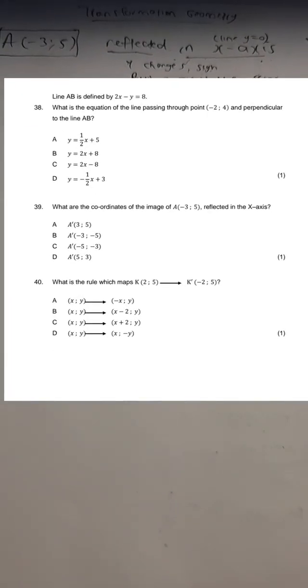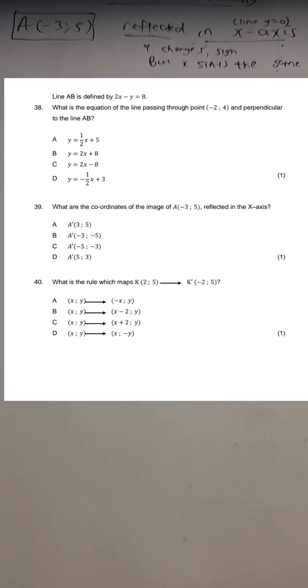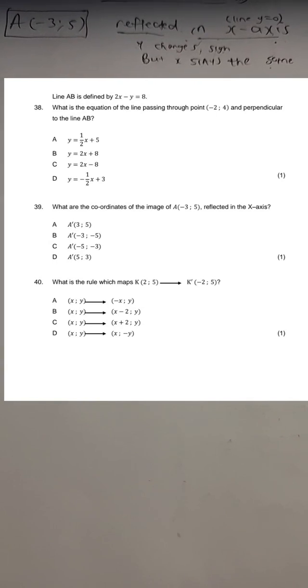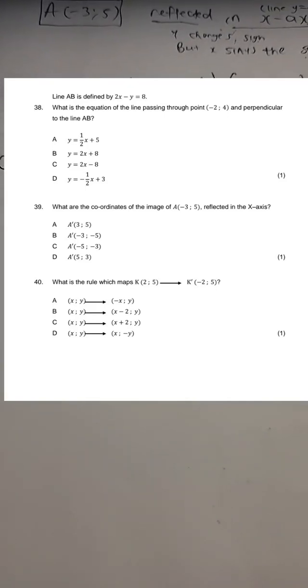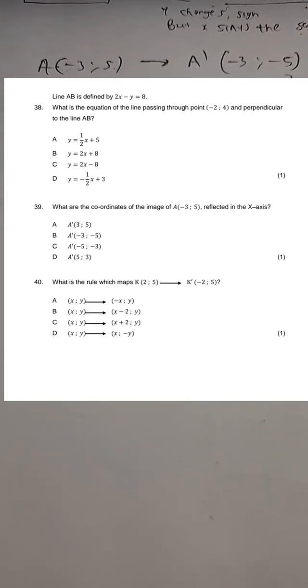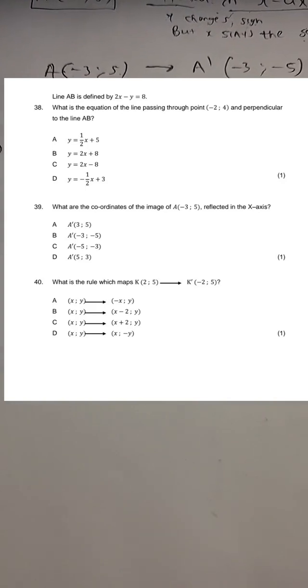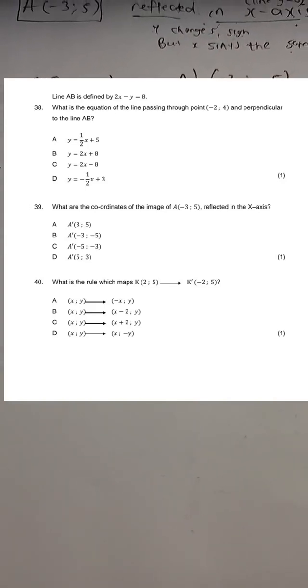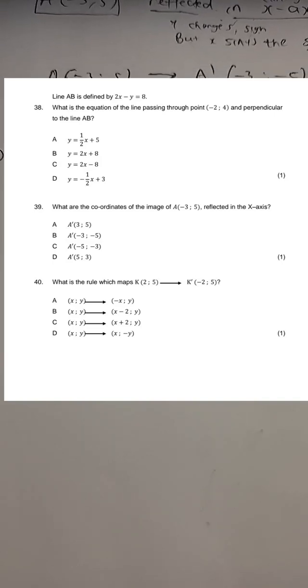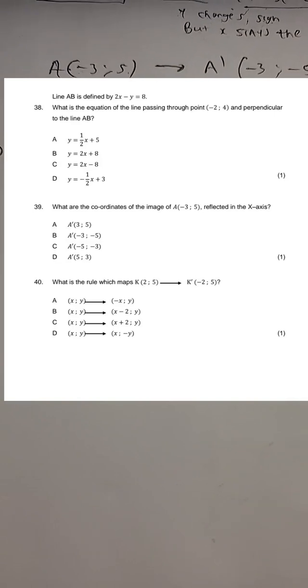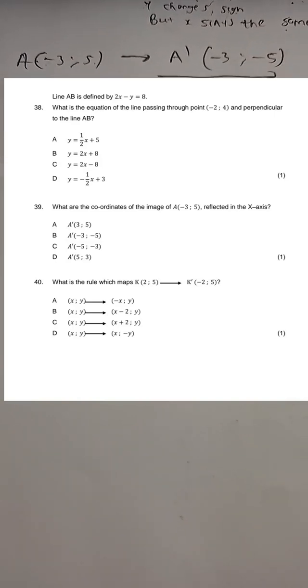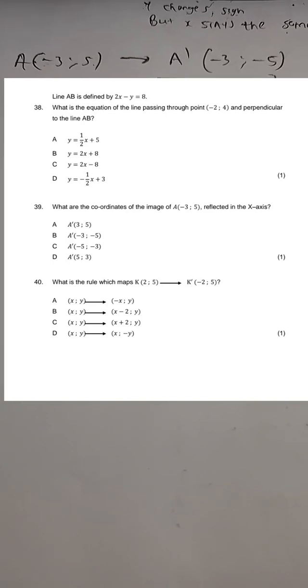So if we look at our answers, is it A, the change is negative x to y? Is it B, we subtract 2 from x and then y stays the same? Is it C, we add 2 to x and y stays the same? Or is it D, x stays the same and y changes? Which one is it? Is it A, B, C, or D?